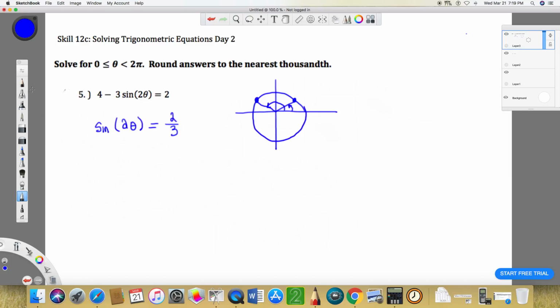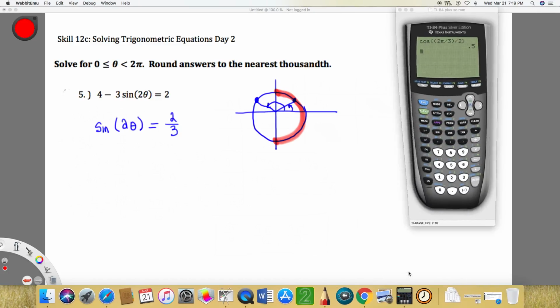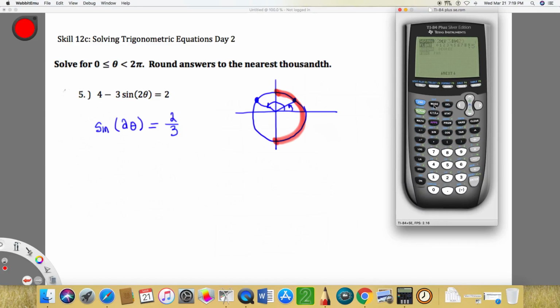So the calculator, however, is not going to help us with this quadrant 2 angle. When we go to use the inverse sine, the calculator is only going to use the right half of the unit circle. So let's see what that calculator would give us. And it says to round to the nearest thousandth, so let's also let the calculator do that for us as well. So we're definitely in radian measure. We've fixed the calculator to round to 3 decimals. Let's take the inverse sine of 2/3.